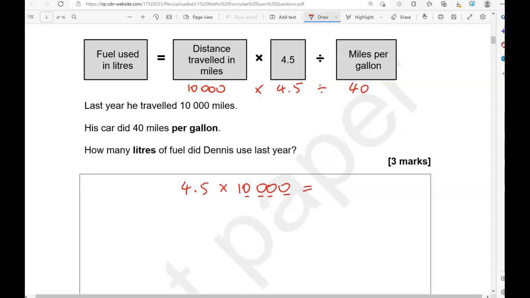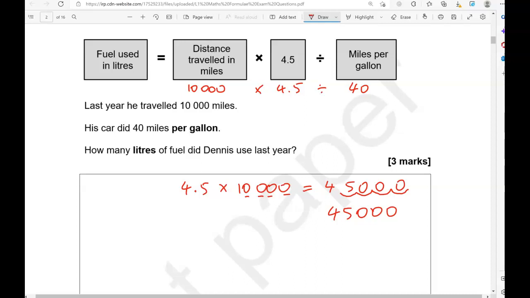So 4.5, we're moving the decimal point 1, 2, 3, 4 places. So I'm going to remove it from here. And in this case, it's right at the end, so I'll fill the places with the zeros, and I don't even need to write the decimal point because this is a whole number. So we get 45,000. So that is this first step done.